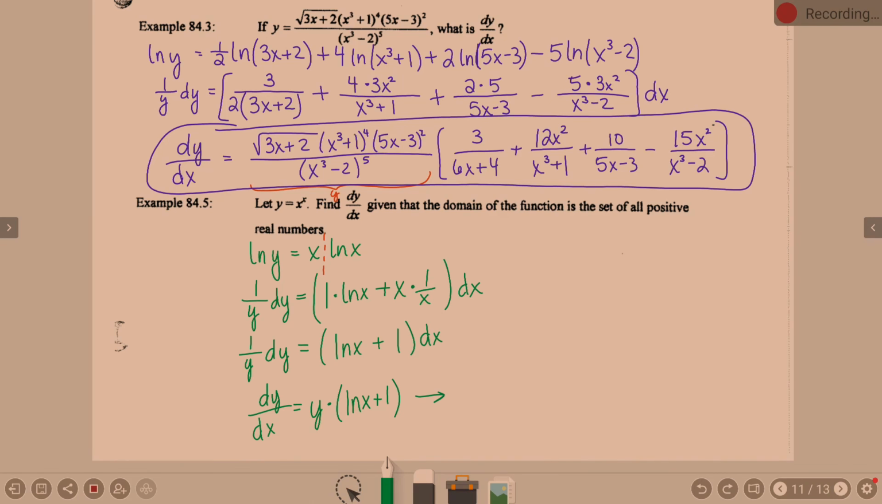Except we don't want to leave a y there, right? So dy dx is, what is y? x to the x. So we're going to say x to the x times natural log of x plus 1.